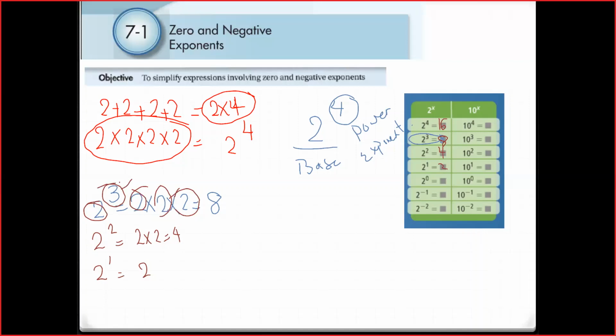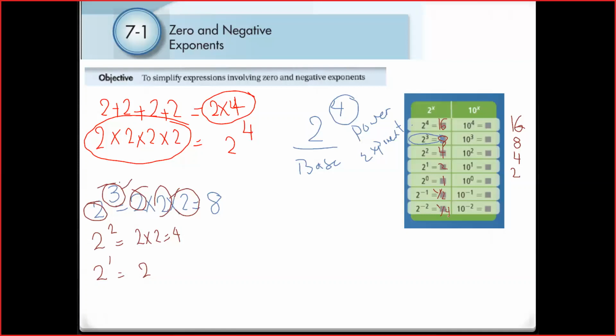Now, look here. 16, then it is 8, then it is 4, then it is 2. So 16 divided by 2 is 8. 8 divided by 2 is 4. 4 divided by 2 is 2. And 2 divided by 2 is 1. And 1 divided by 2 is half. And half divided by 2 is 1 over 4.